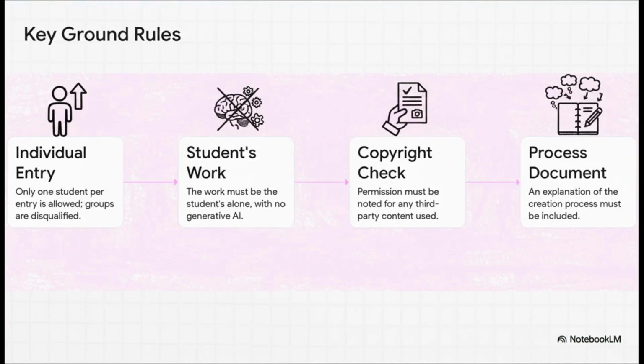First, this has to be an individual effort. No group projects allowed. Second, the work has to be 100% the student's own, which, and this is important, now explicitly bans generative AI. Third is the copyright check. If they use any music or images, they need to show they have permission. And finally, every student has to turn in a document that explains their process so you can actually see their thought process from start to finish.